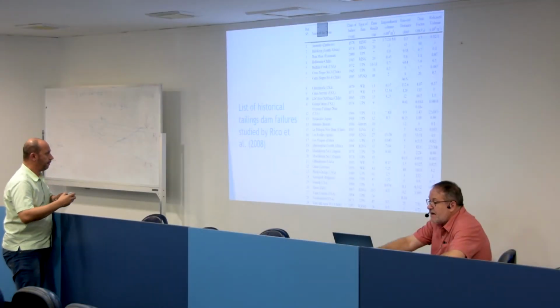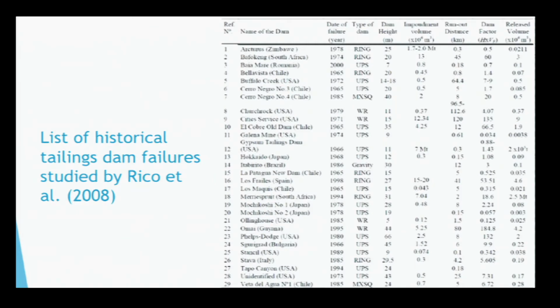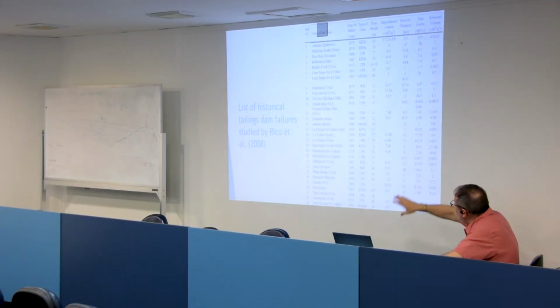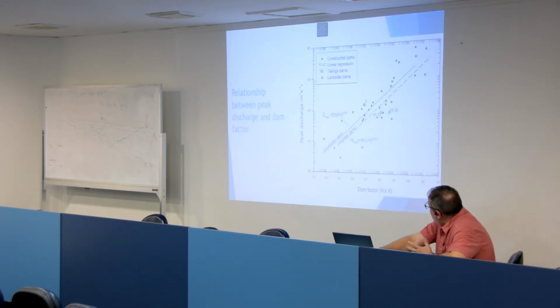I think you missed this one. This was all this data, these points that you see there, these researchers, remember this was 2008. Now we have new publications, but all this came from this table. They selected 29 of these, which is what you see there at the end. And then they tried to use this data to develop these empirical relations. So, yeah, this is a very approximate analysis, but it gives you an idea of what can happen. So the main take-home here is that this gives you an idea about the range of peak discharge as a function of the dam factor.